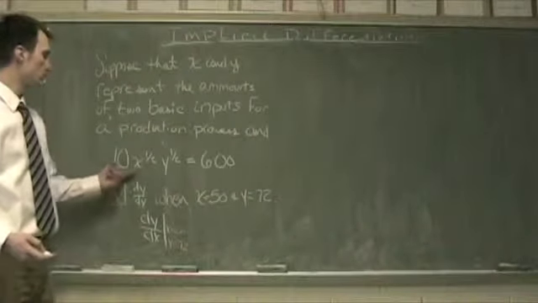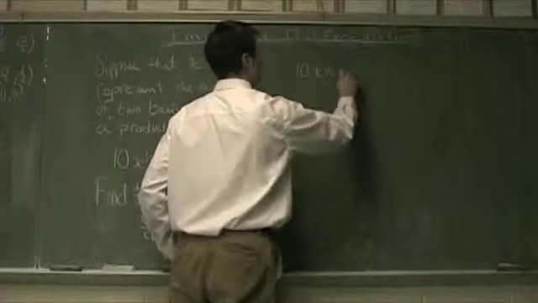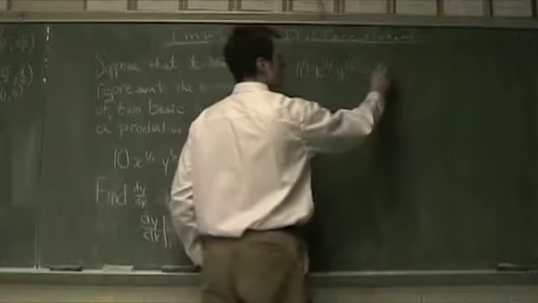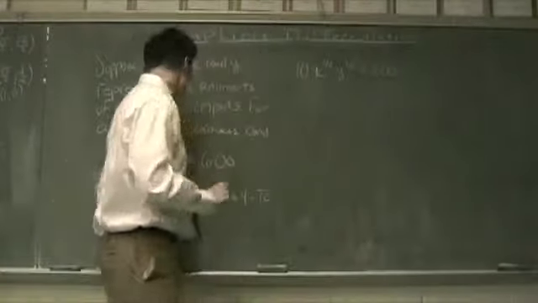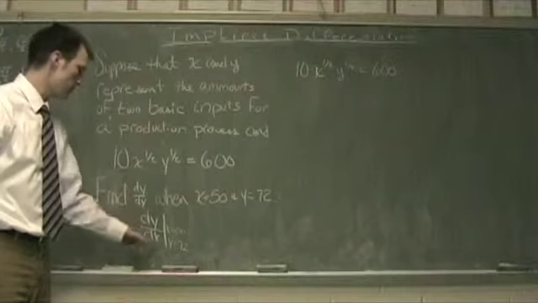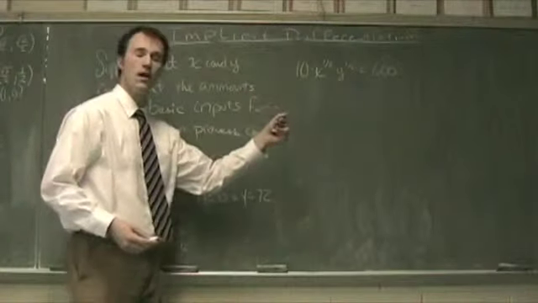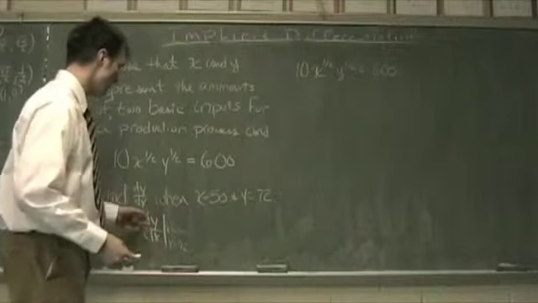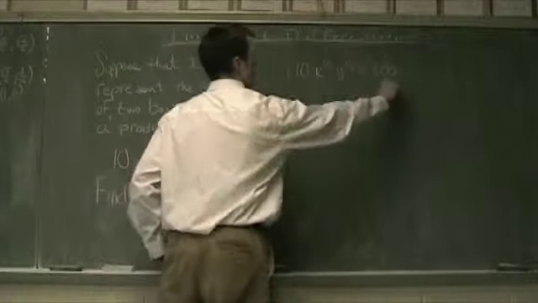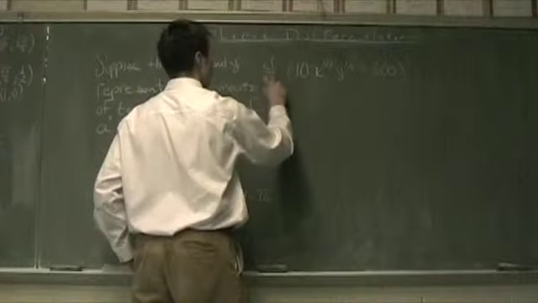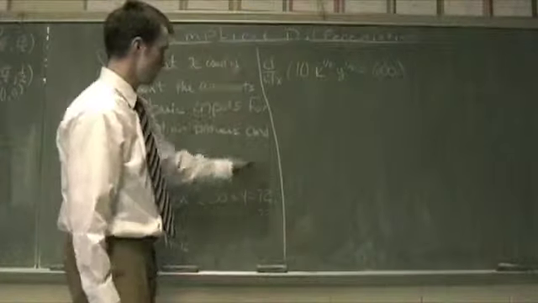Well, first off, we're going to rewrite our equation. So we've got 10 x to the 1/2, y to the 1/2 is equal to 600. And again, we're looking for the derivative of y with respect to x. So what we want to do is differentiate the entire equation with respect to x so that dy/dx pops its head out.